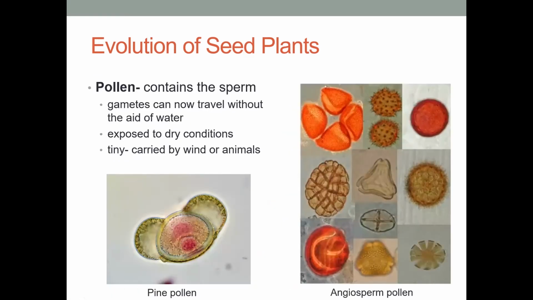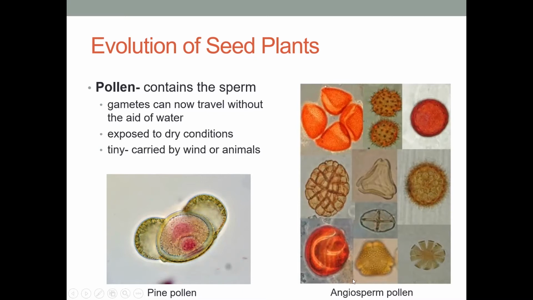Okay, with gymnosperms and angiosperms, how they undergo pollination is different. So with gymnosperms, they are strictly using wind for pollination. So here's a pine pollen. This is part of the gymnosperm group. And with gymnosperms, you always have these air bladders that are on the sides of this microgametophyte. And these air bladders will help this pollen float through the air to find an egg.